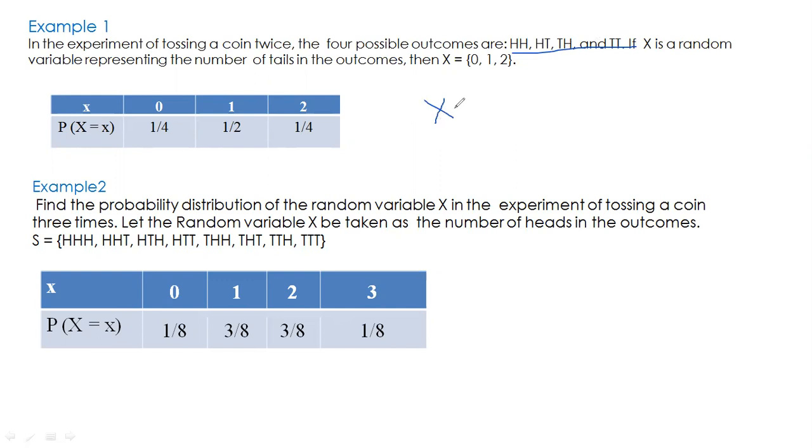So here X is a random variable which represents the number of heads. Out of four outcomes, when you are tossing two coins, there is a possibility of getting zero heads, that is no head, and there is a possibility of getting one head, and the maximum is two heads.